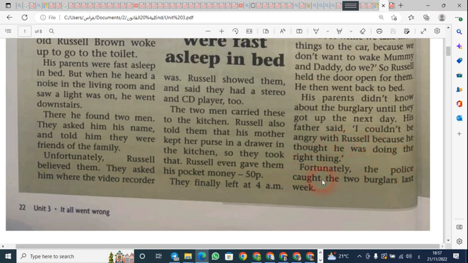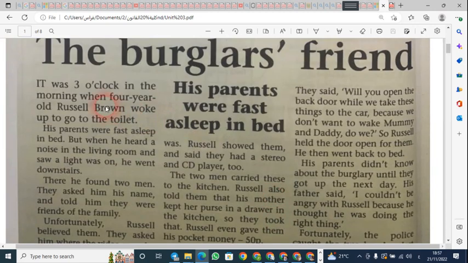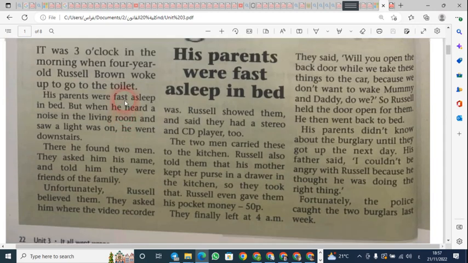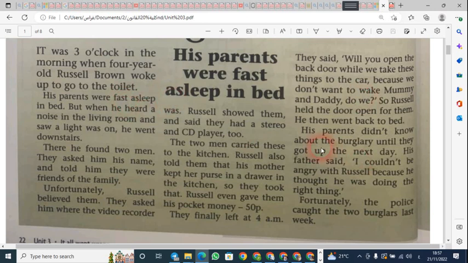Fortunately, لحسن الحظ, the police caught the two burglars last week. The police managed to catch the two burglars last week. So take a look at the verbs in the passage.